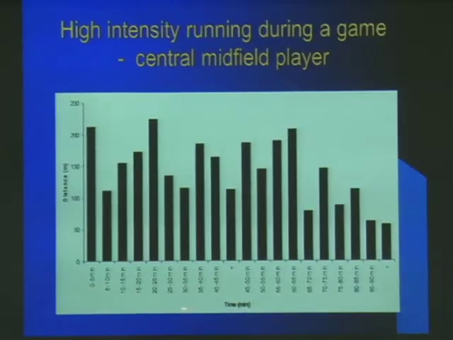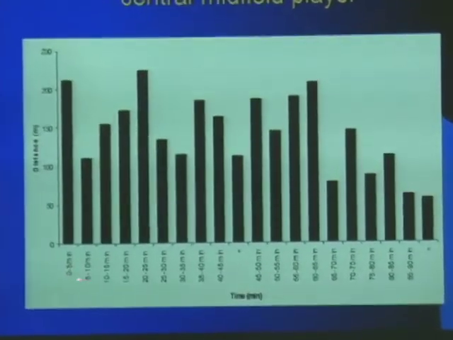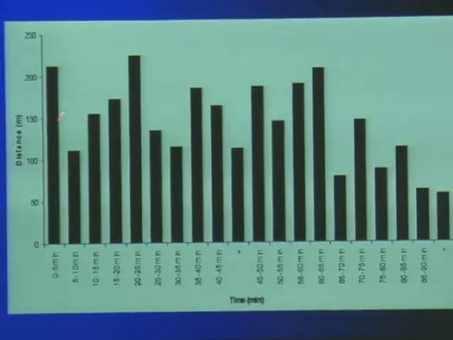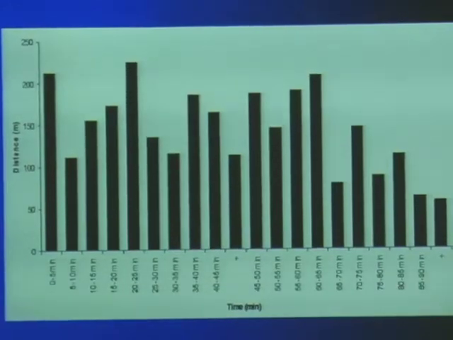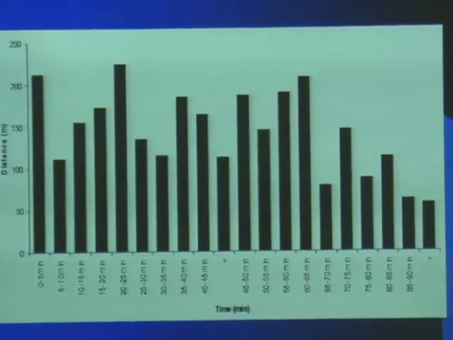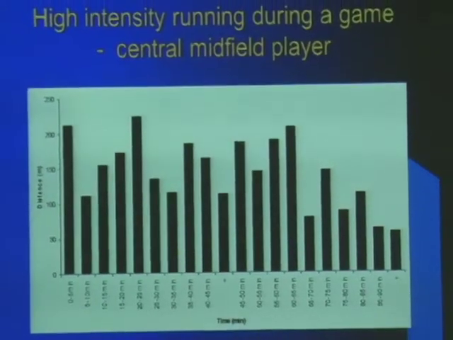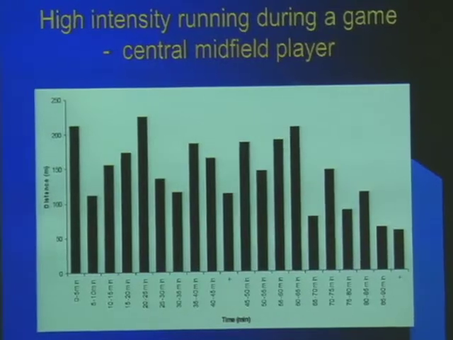This is first half, this is second half, divided into 5-minute periods. High intensity running during a game is performed pretty much in the beginning. Every player performs almost the highest, the most high intensity work in the beginning of the game. And it seems that there is some decrease in performance towards the end. It was also discussed yesterday for the female football. And there may be a number of other reasons than actually the physical.